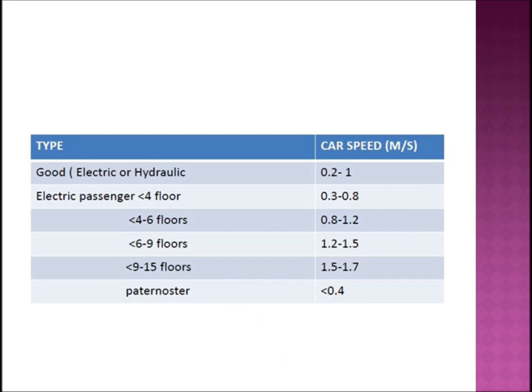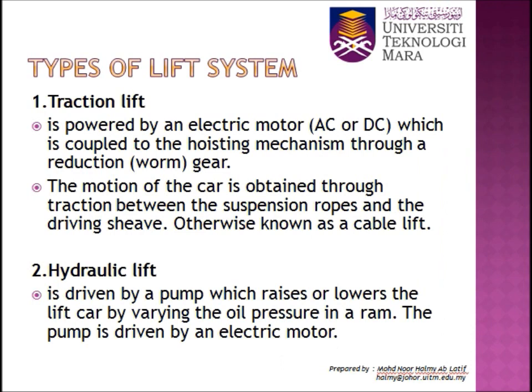Next, we go to types of lift system. The first type is traction lift. So what is traction lift? It's powered by an electrical motor, AC or DC, which is coupled to the hoisting mechanism through a reduction or worm gear. The motion of the car is obtained through traction between the suspension ropes and the driving sheave, otherwise known as a cable lift.